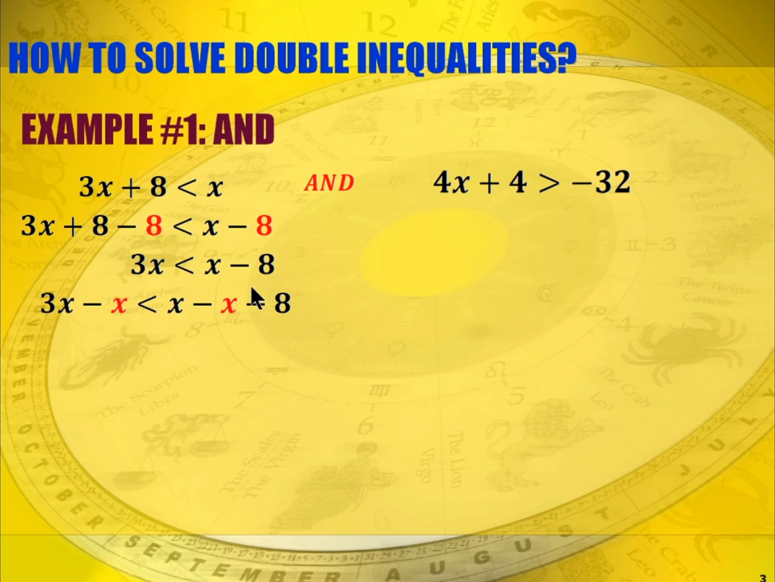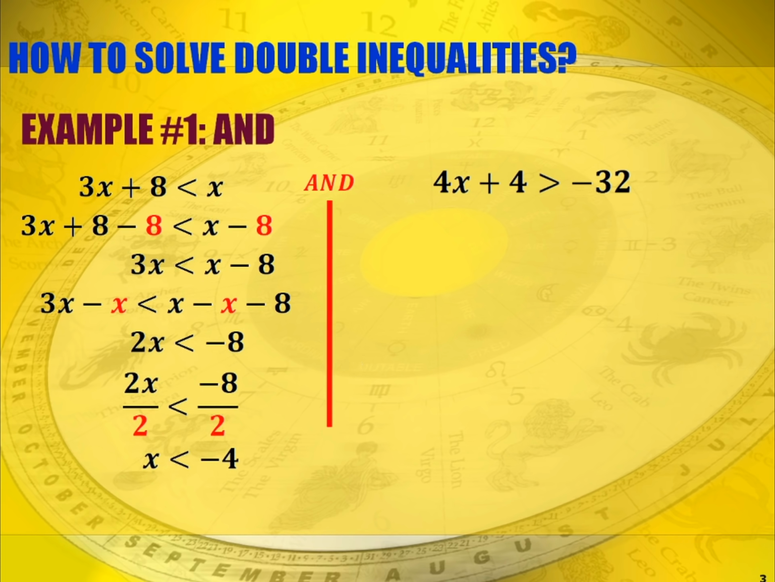Then we have to simplify this one. We subtract both sides by x. So 3x minus x, that's 2x, is less than negative 8. This time we'll divide both sides by negative 2 to eliminate the 2. So our final answer would be x is less than negative 4.